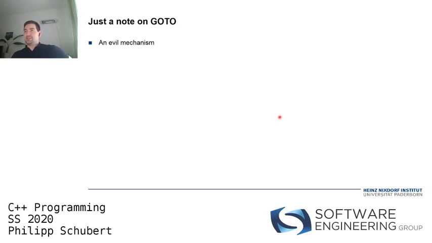So goto is considered an evil mechanism. It performs an unconditional jump to a label. We will have an example in a second, I believe. So you can have some labels in your program, and then goto is a keyword, and then you can jump to a label, and basically you can just perform an intra-procedural jump. So a jump within a function is possible.